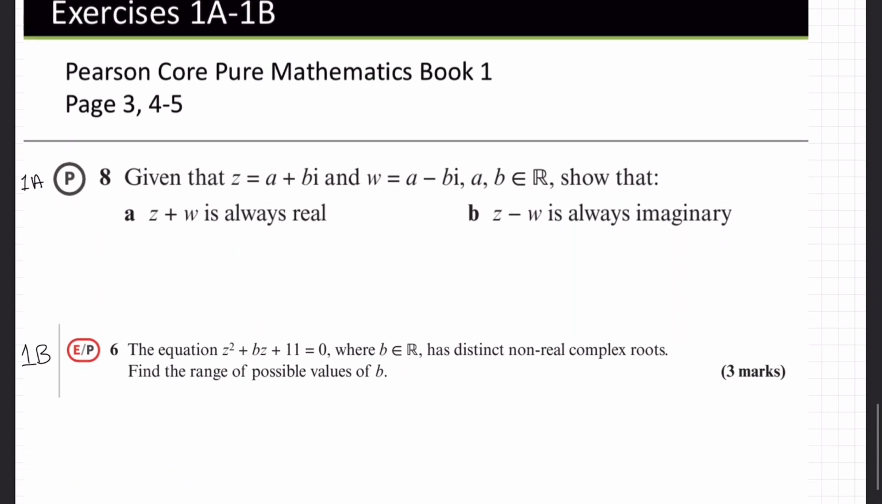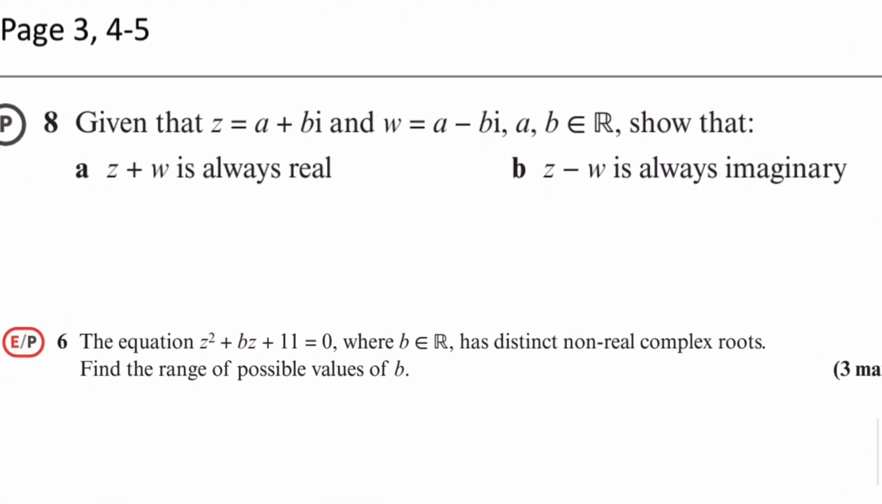So this is where you would have a go at the questions. I'm following the Edexcel book, Pearson Core Pure Mathematics Book 1. I've taken the last question from exercise 1A and 1B, and I'll have a look at that now. So given that z equals a plus bi, and w equals a minus bi, where a and b are elements of real numbers, show that z plus w is always real.